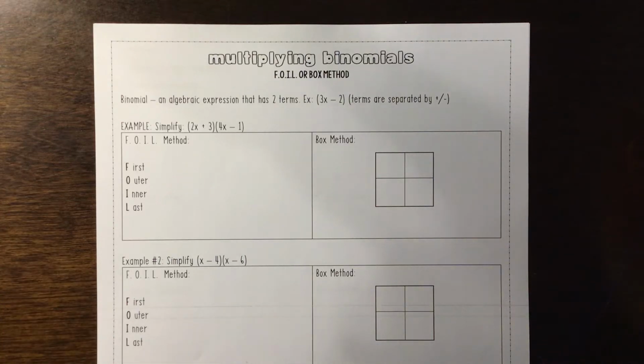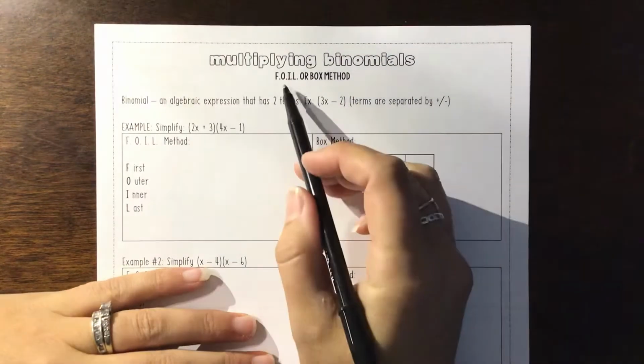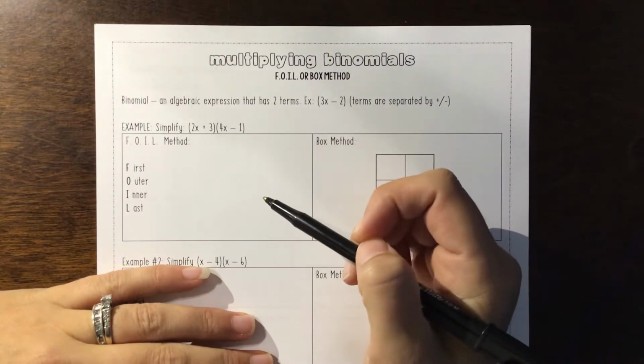All right, today we're going to talk about multiplying binomials. So we have two methods for doing this. It's the FOIL method or the box method. So we'll talk about those.